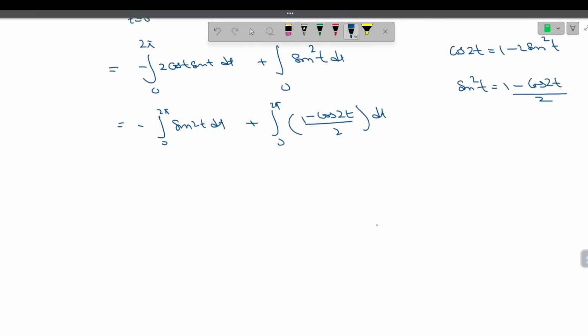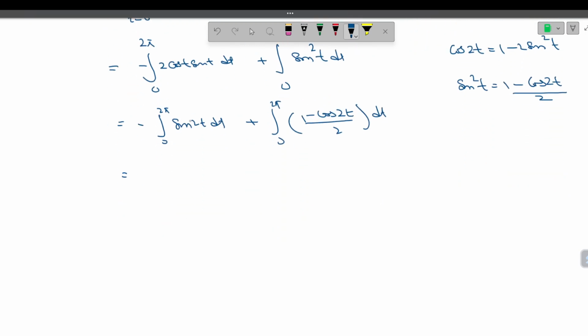Now the integration of sin is minus cos, giving cos 2t by 2 evaluated from 0 to 2 pi. Then the second part: 1 by 2 taken outside, the integration of 1 is t from 0 to 2 pi, minus 1 by 2 times the integration of cos 2t, which is sin 2t by 2, from 0 to 2 pi.